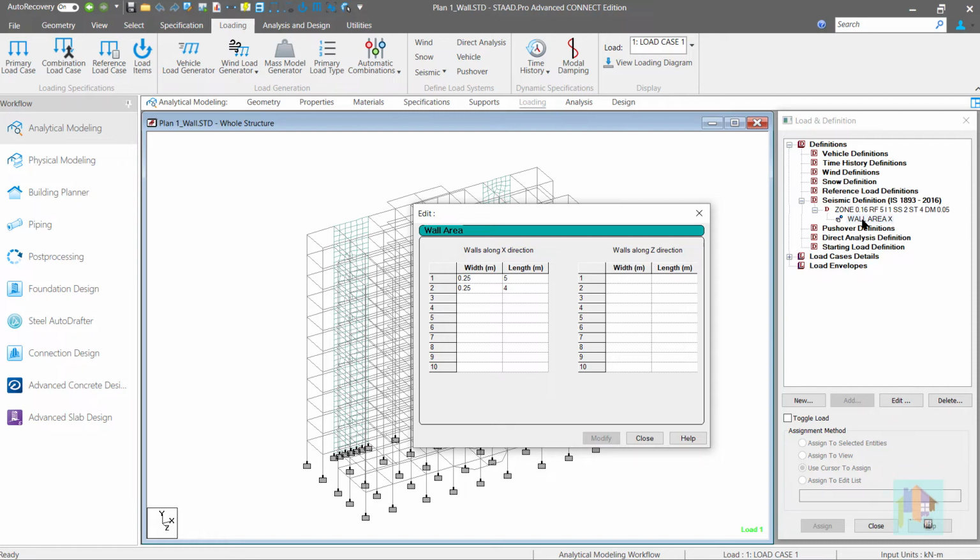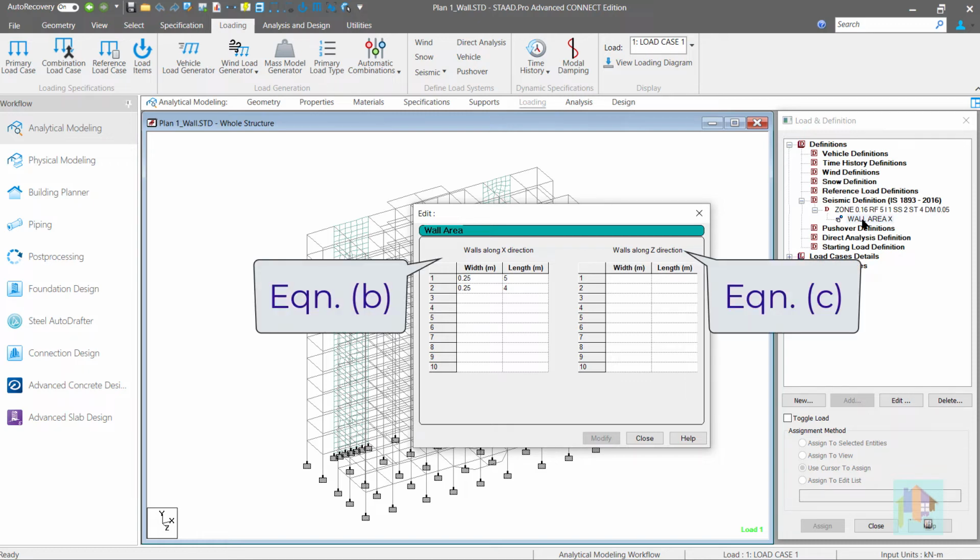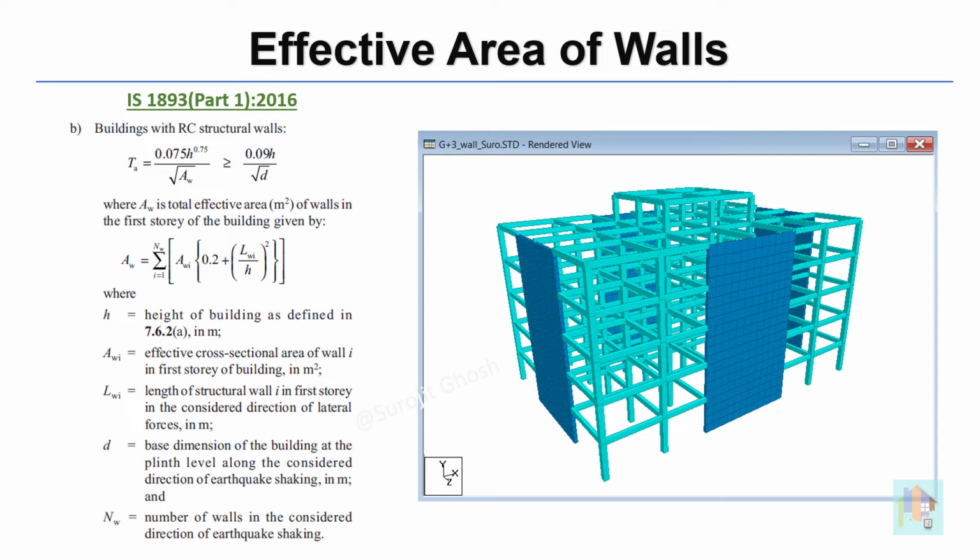During time period calculation, equation B will be used for X direction and equation C will be used for Z direction. One last point. As per IS1893, time period of RC wall is compared against the time period of all other building, which is basically meant for building with brick wall or bracing, and the larger value is considered. There is one interesting fact about this comparison and how this is actually implemented in STAAD that I'll cover later in the validation problem.